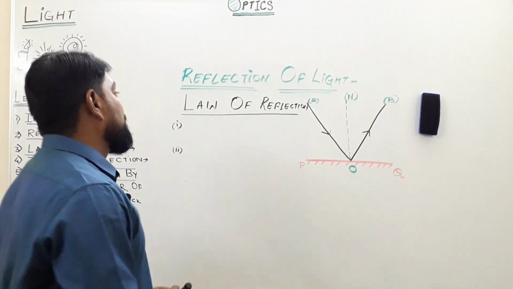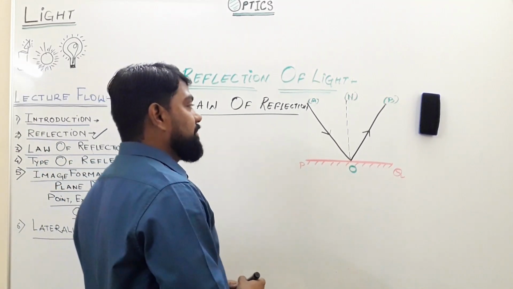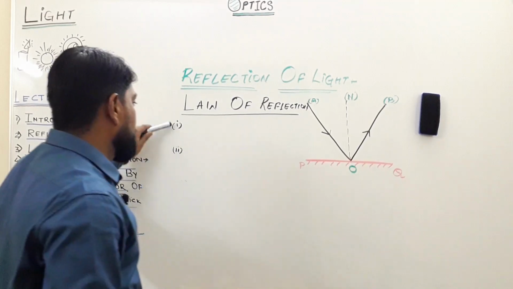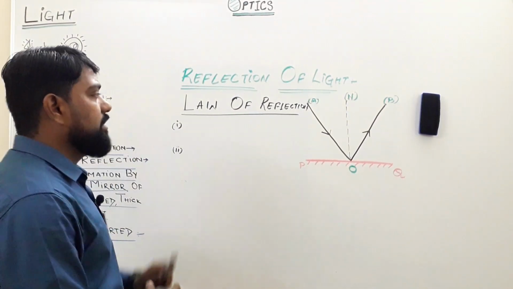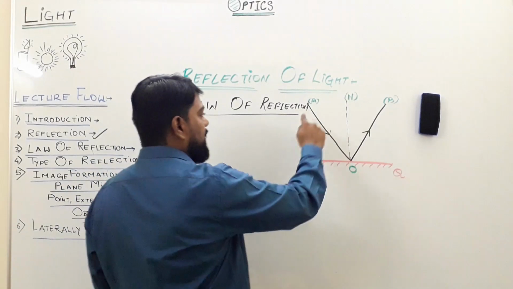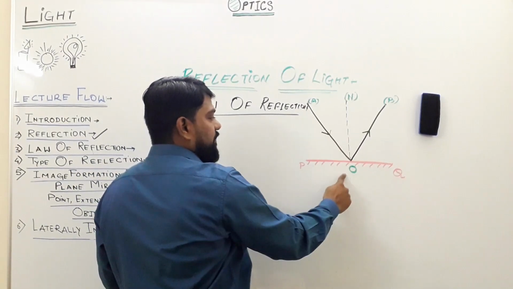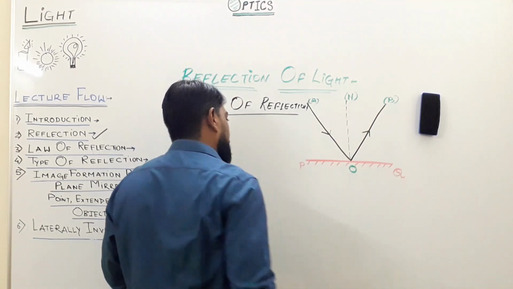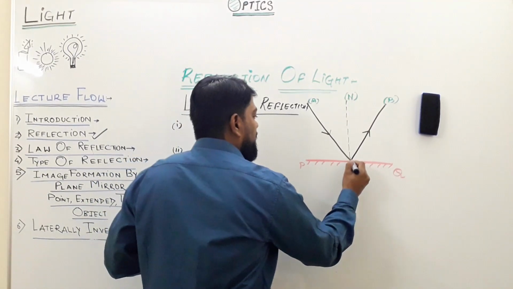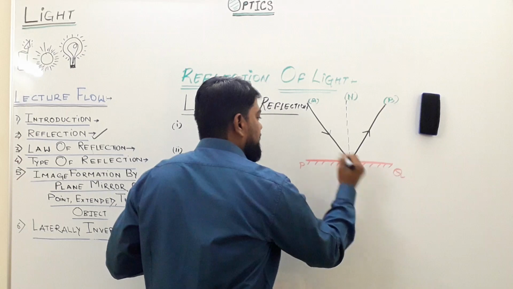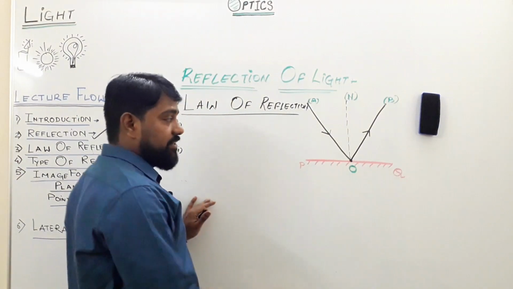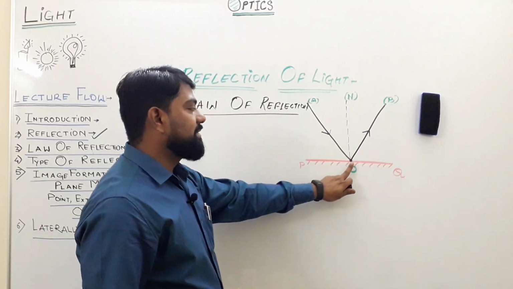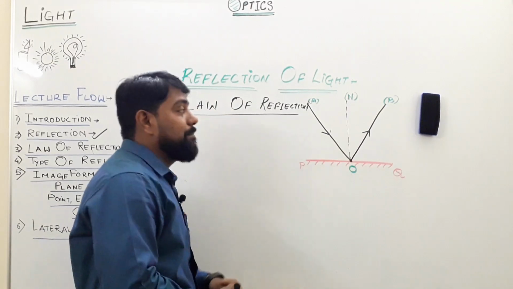Okay, just leave it. So law of reflection, that basically means what? This law is associated with two sub laws. The first law says that, as we can see in this phenomenon, AO is the incident ray, OB is the reflected ray, and ON is the normal. They all lie at the same point, and on the same plane. Same plane means what?